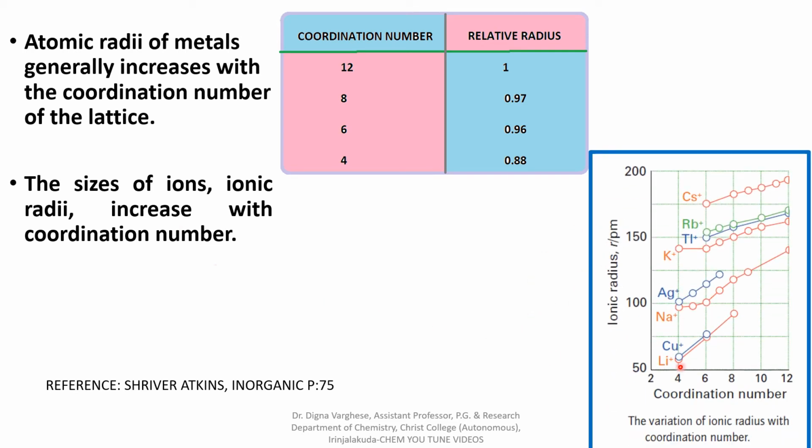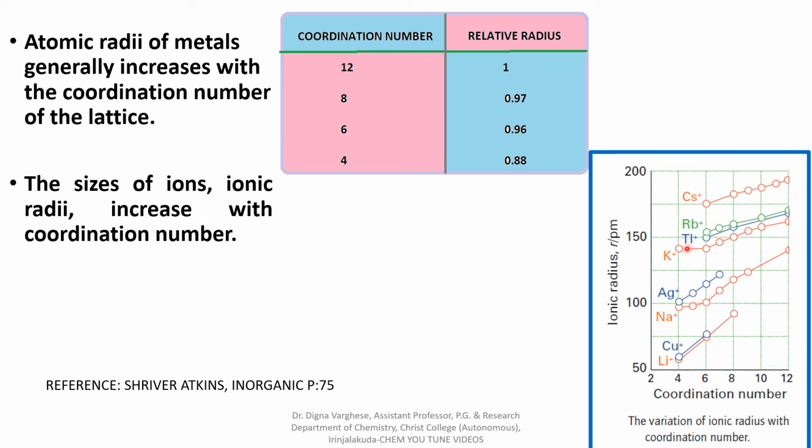You can see from this plot the coordination number versus ionic radius. Here you can see the variation of ionic radius with coordination number. For lithium, the coordination number goes only up to 8. Its radius is near 50. But for the sodium ion, it is about 99. Its coordination number increases over lithium.